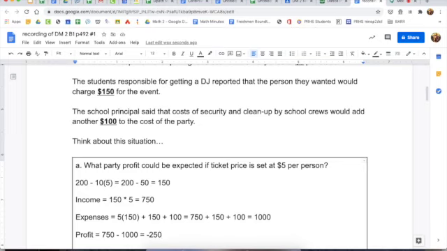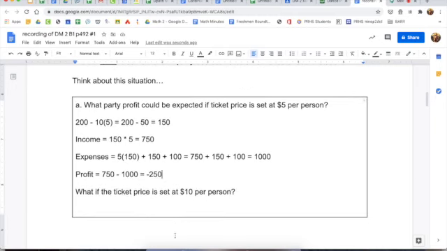If you look at this, you can see that means that if we charge $5, we'll have 150 people come to the party, but we're going to lose money on it. And since this is a fundraiser, I don't think we want to lose money on it. Let's try charging $10 per person. The income in this case is going to be $10. I got ahead of myself, sorry. How many people are going to come to the party?